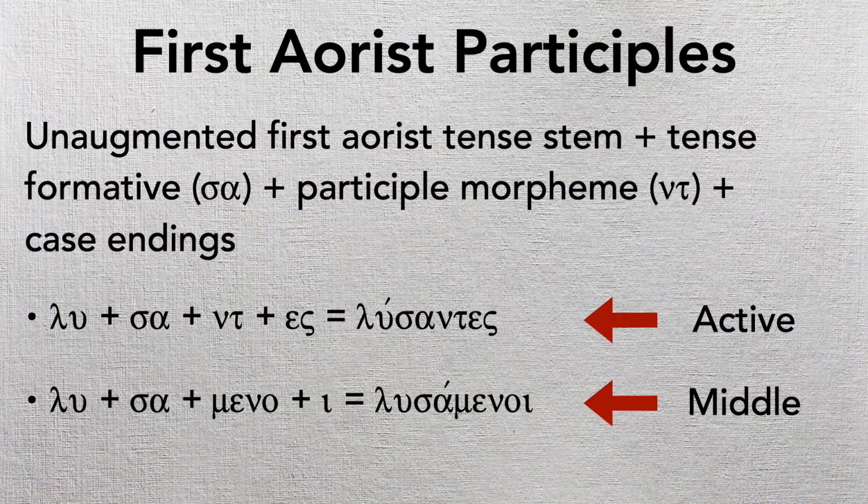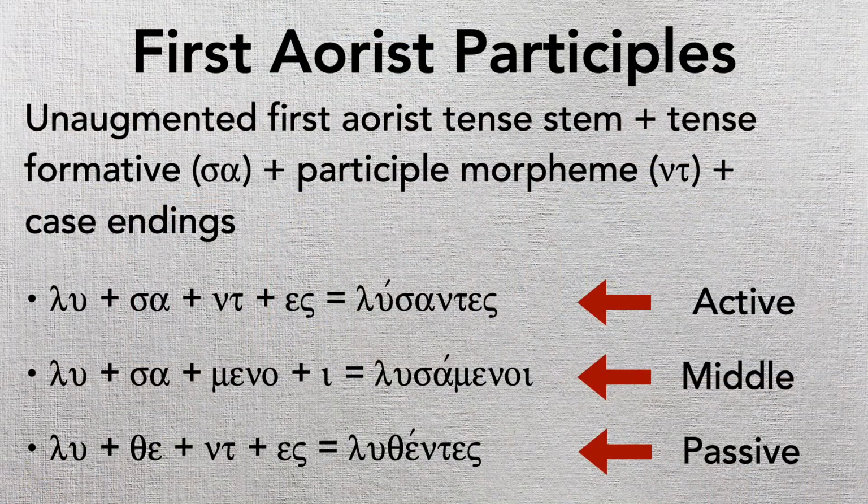So middle then is going to be essentially the same. We're just going to use that mene participle morpheme. So instead we get lusamanoi, okay? Lusamanoi. What do you think the passive is going to be for the aorist?